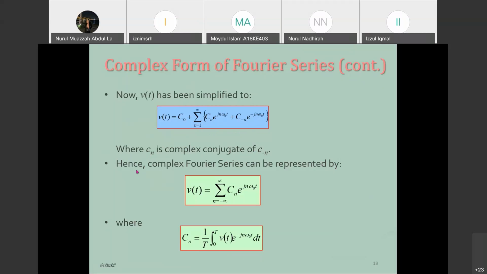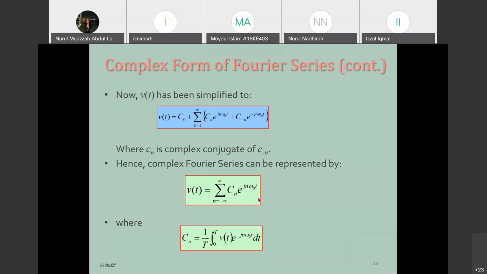So hence the complex Fourier series can be represented by, last sekali, we can further simplify into a shorter equation, which is the summation for n from negative infinity to infinity of Cn exponent j n omega naught t. So see how you can shorten from the very long equation in Fourier series trigonometry form, the one just now that is long where we have sine and also cosine function. You shorten it until this equation, which is very short.